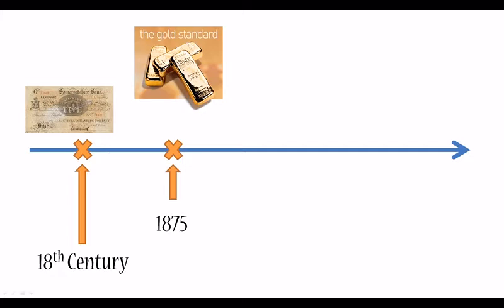The gold standard was agreed upon in 1875, and basically what it meant was that currencies became backed by gold reserve of their countries. In essence, that means governments guaranteed conversion of currency into a specific amount of gold and vice versa. Let's look at an example. For instance, country A says that one unit of its currency equals 2 ounces of gold, and country B says that 1 unit of its currency equals 4 ounces of gold. And that basically means that you now know how to convert currency of country A into currency of country B.